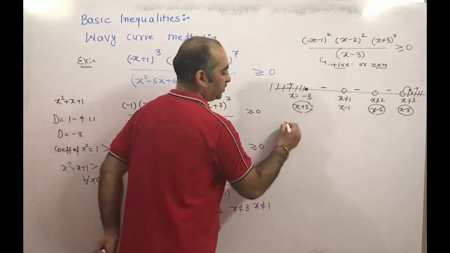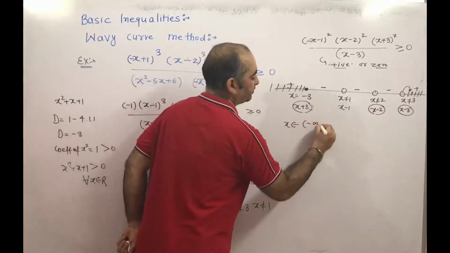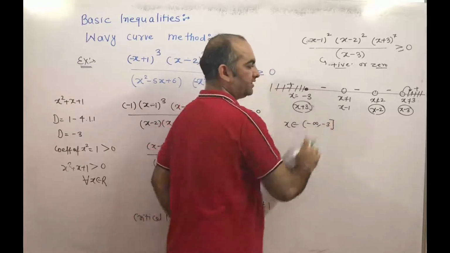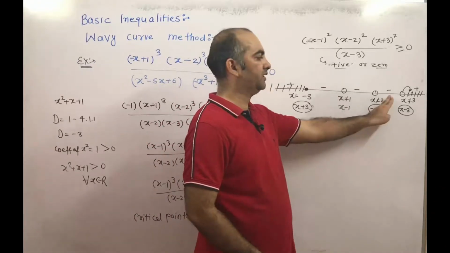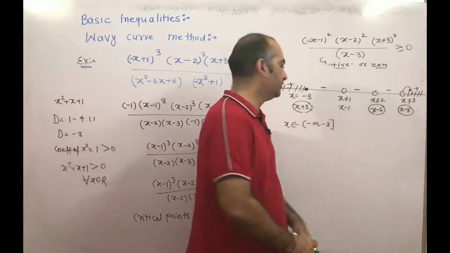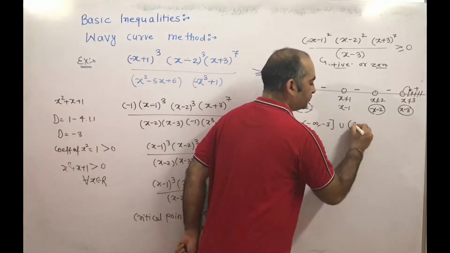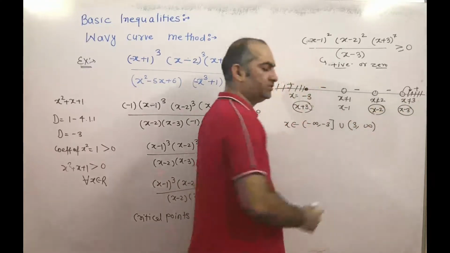So what are we going to get? X belongs to minus infinity to minus 3, where minus 3 is included. These others are not included. Now here x should not be 3, so union 3 open until infinity it will go. So this is your answer.